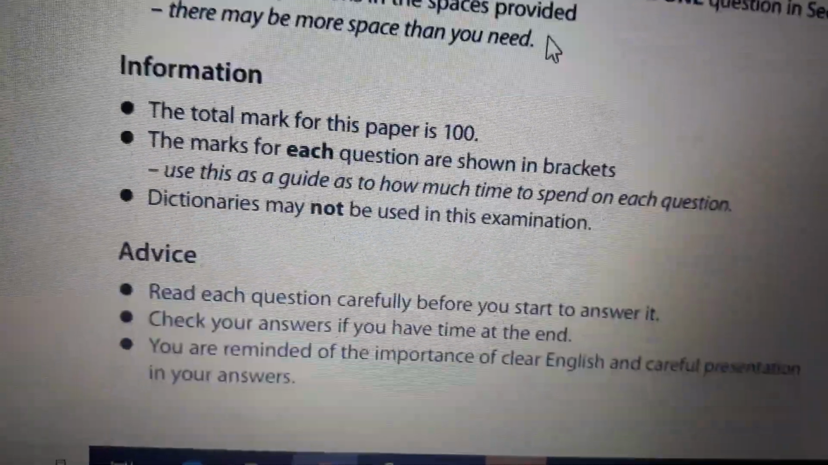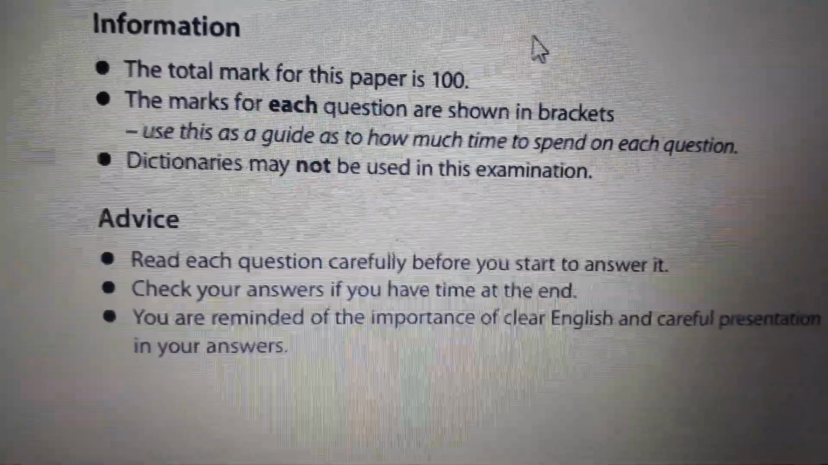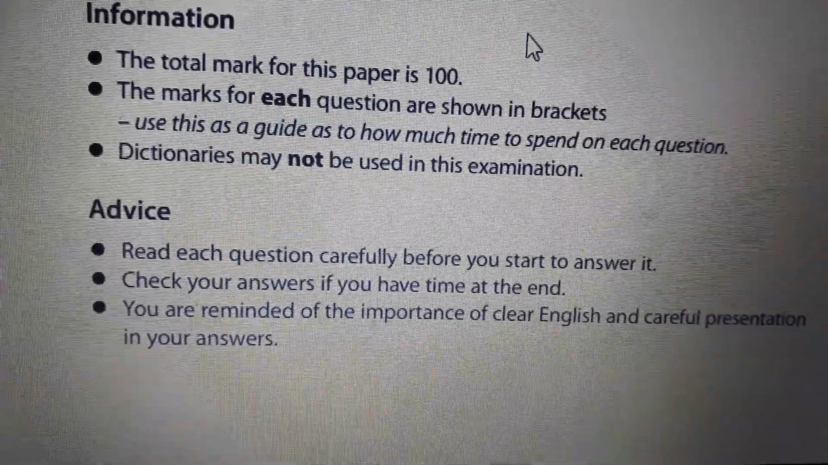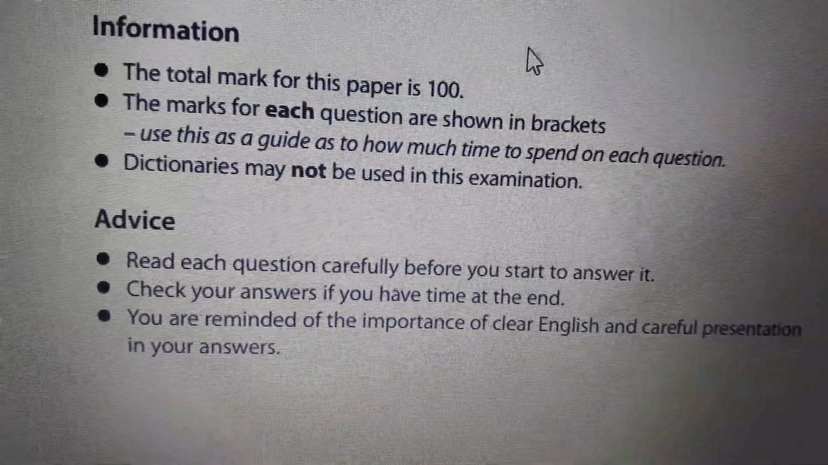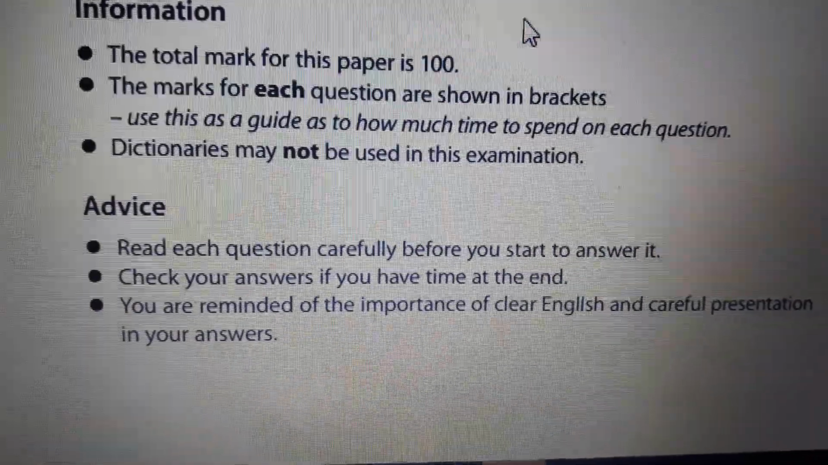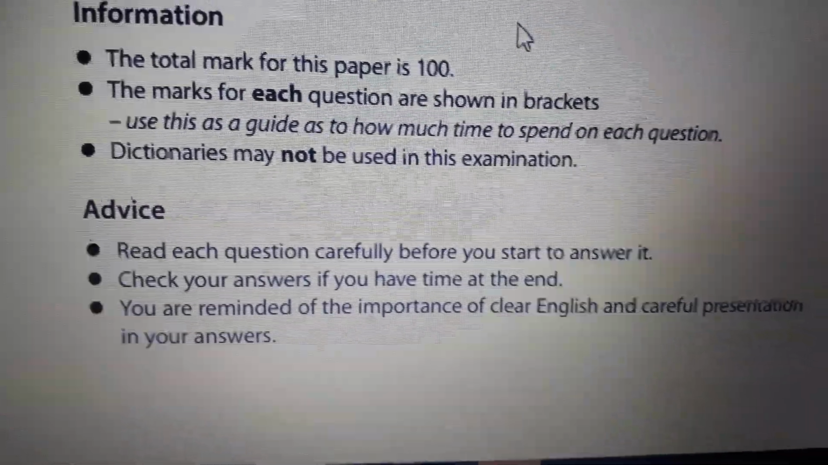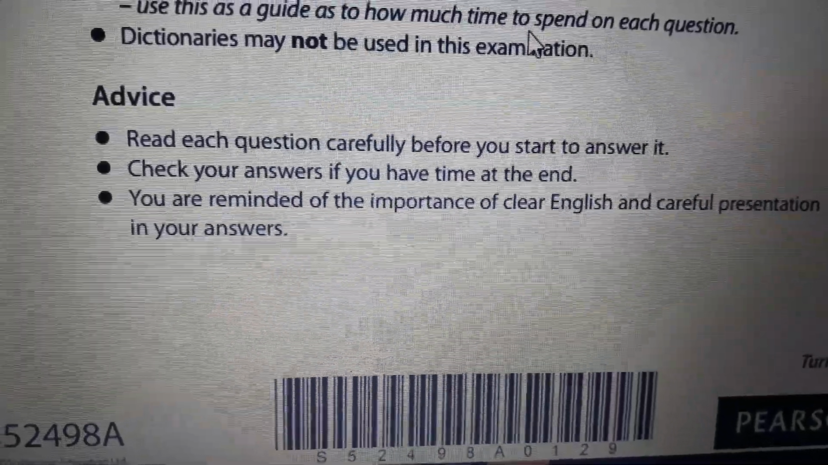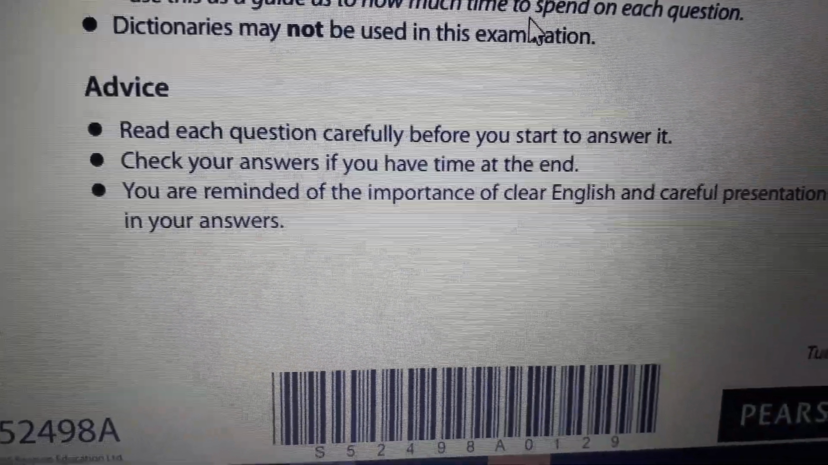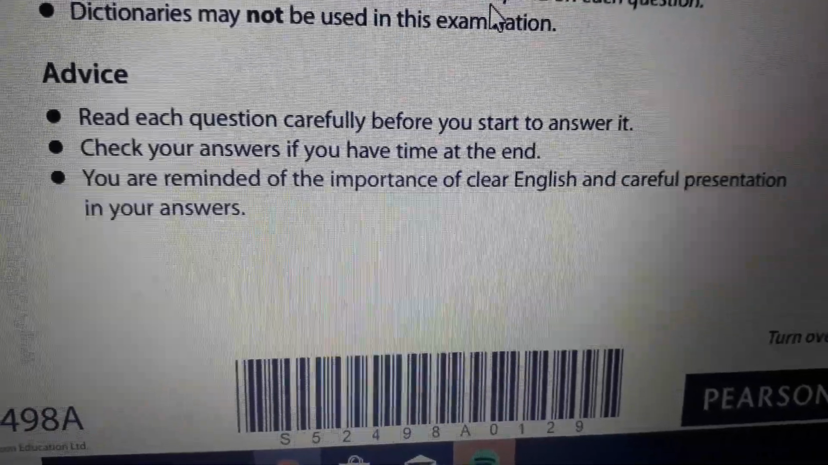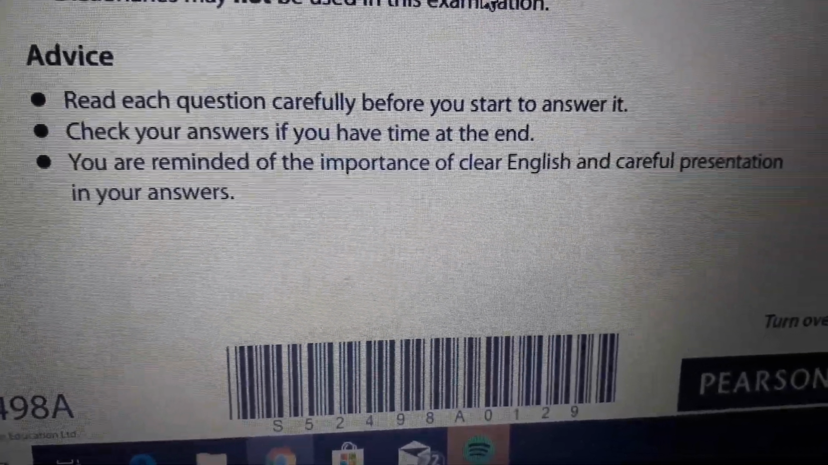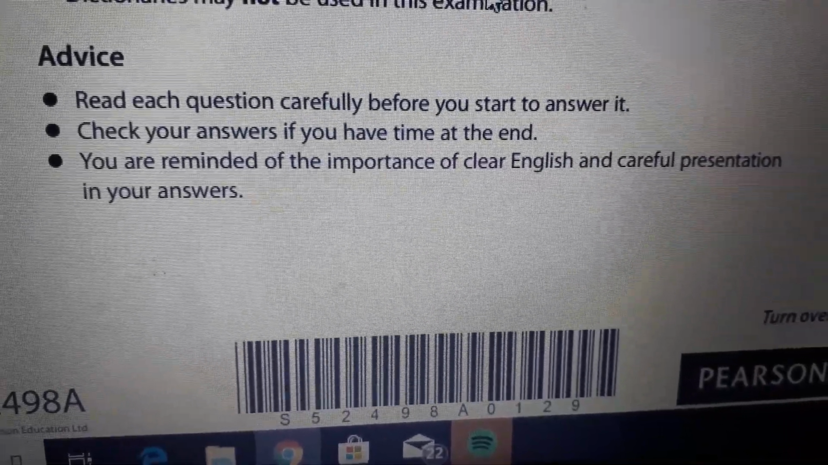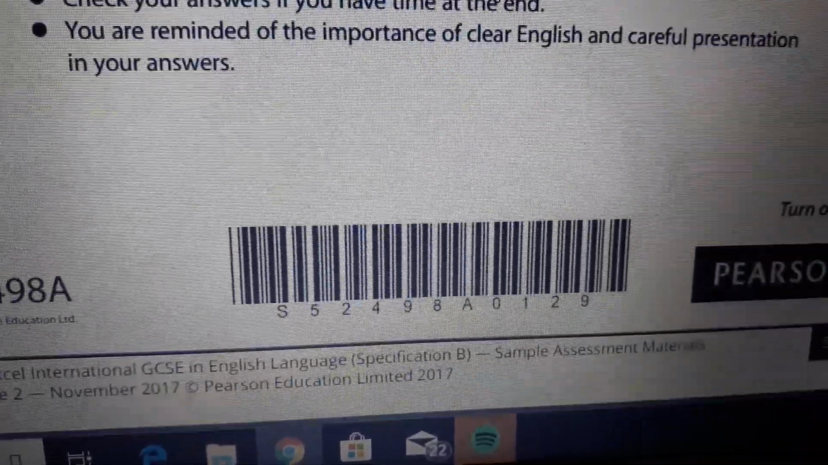Yes, you can see here the information. The total marks for this paper is 100. The marks for each question are shown in brackets. Use this as a guide as to how much time to spend on each question. Dictionaries may not be used in this exam. And then advice: read each question carefully before you start to answer it. Check your answers if you have time at the end. You are reminded of the importance of clear English and careful presentation in your answers.